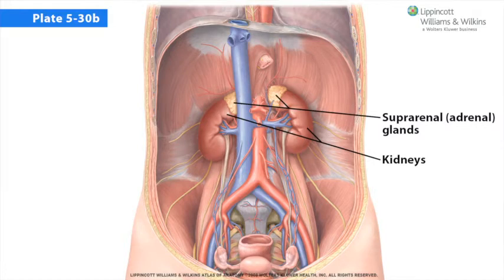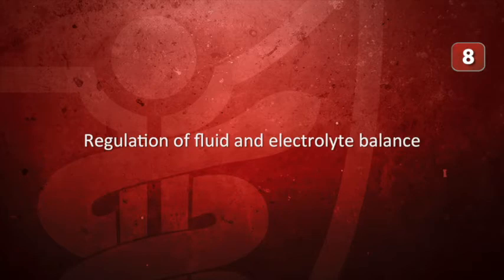You're probably aware that the word renal refers to the kidneys, so, as you might imagine, the suprarenal glands are located just superior to the kidneys. The kidney is responsible for regulation of fluid and electrolyte balance.